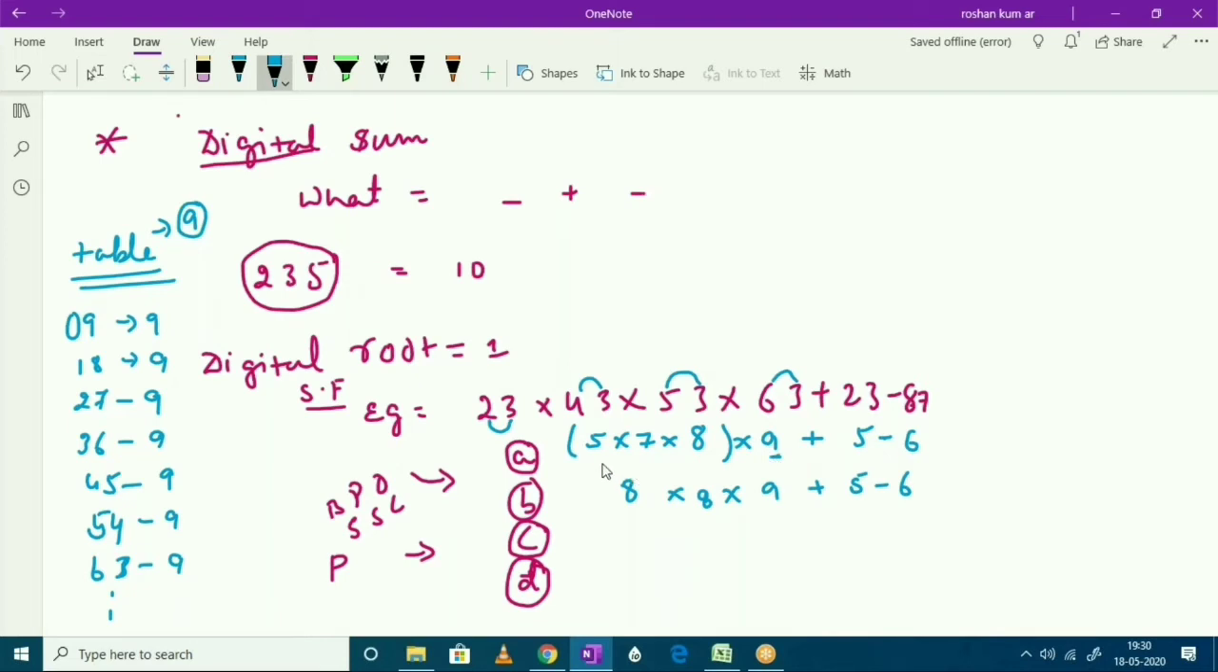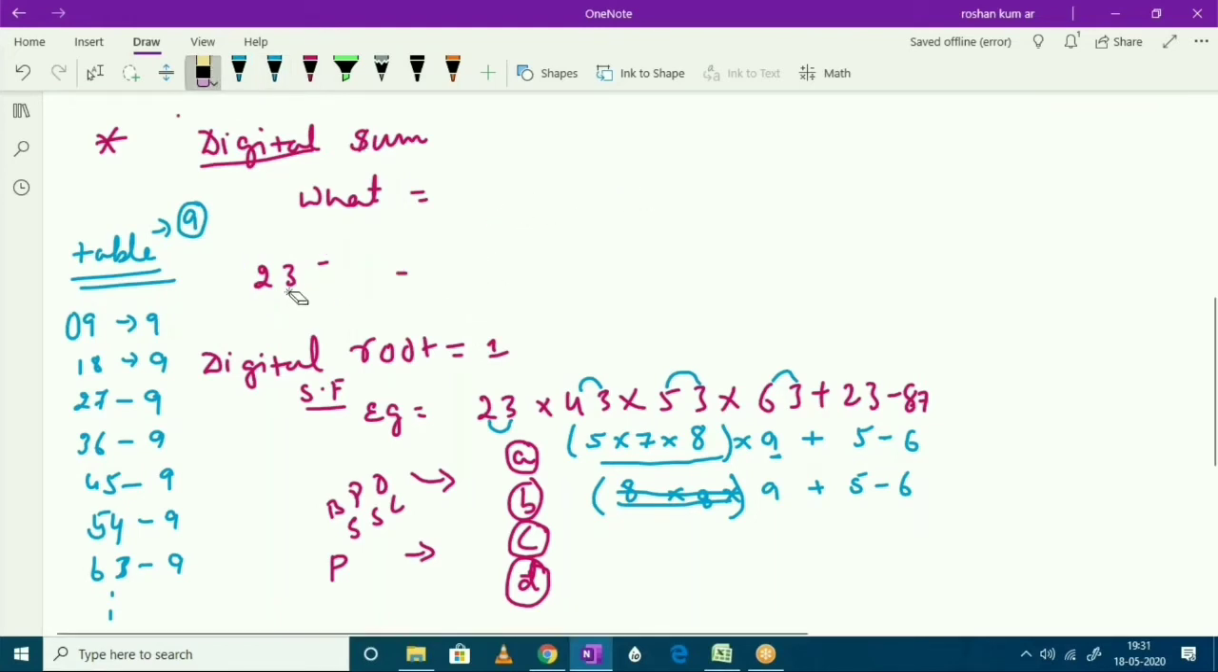See this 9 into some number. 9 into any number will be a multiple of 9. No need to do this calculation. This is a waste of your time. Can I say one point which you have learned from here, sir? What is that point I've learned from here? Every multiple of 9, whichever multiple we take, I'll be writing on the screen.